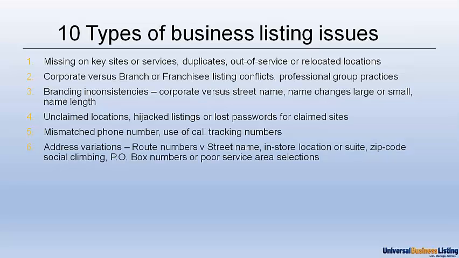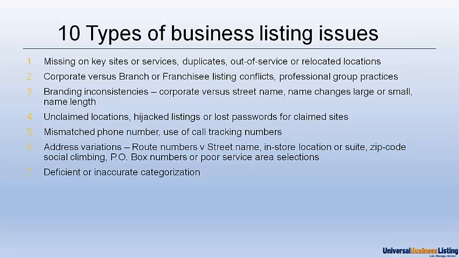Address variations, again, as we mentioned, route numbers versus the street name, in-store locations or suite numbers, and what we call zip code social climbing, which is where people want to list their business in a neighborhood address like Beverly Hills, where it might appear better. What it does is it creates a problem for the listing, and should not be done. And PO box numbers or poor service area selections are difficult for home-based businesses or businesses that don't have physical office locations.